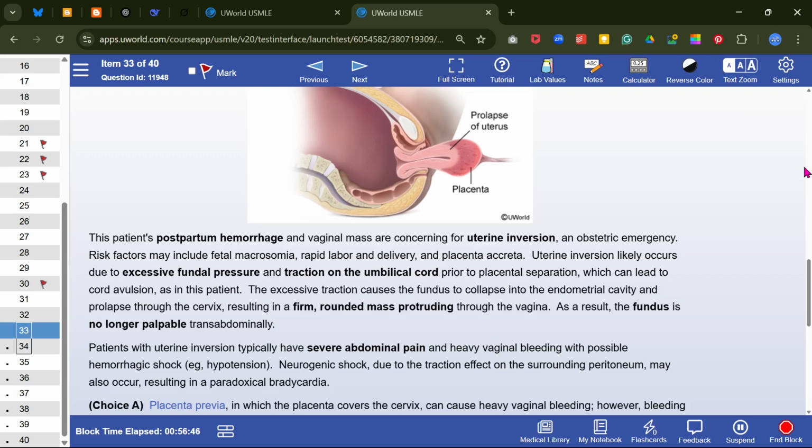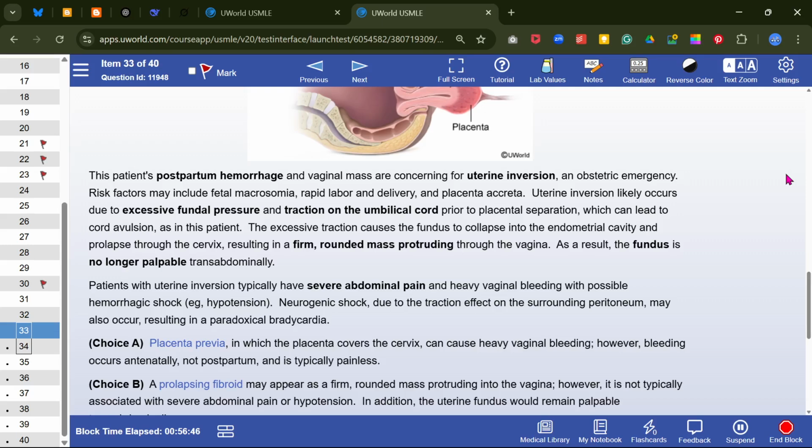Patients with uterine inversion typically have severe abdominal pain, heavy vaginal bleeding, and possible hemorrhagic shock with hypotension. Neurogenic shock due to traction effect on the surrounding peritoneum may also occur, resulting in paradoxical bradycardia.